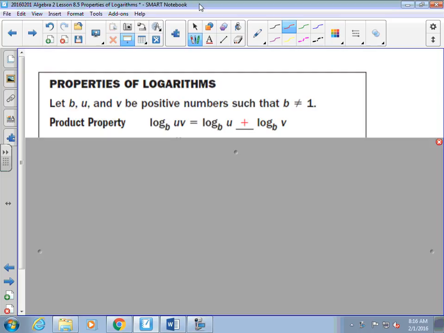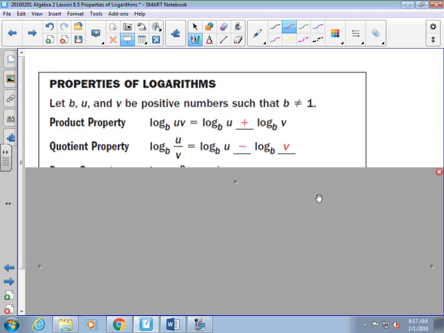Product property says that log base b of u times v, you add the two. Remember, multiplication goes with addition and division goes with subtraction. So it'll be log base b of u plus log base b of v. You could separate any number, and we'll look at what that means in a second when we're using numbers. Same thing with quotients. Division goes with subtraction: log base b of u minus log base b of v. And again, this is when the bases are the same, or you're separating two things that are connected to the same log with a base.